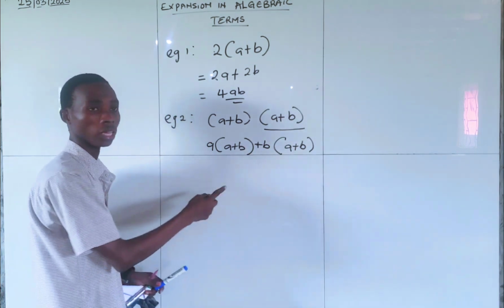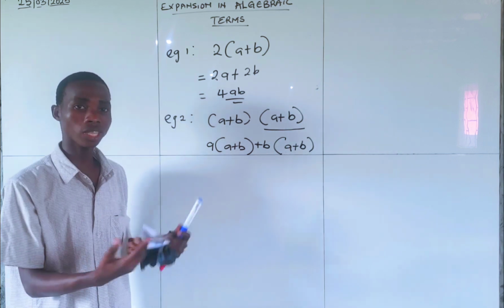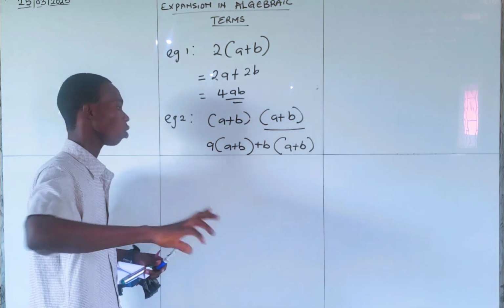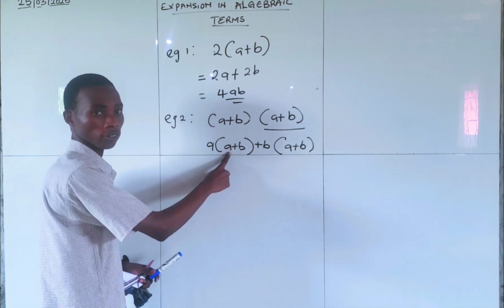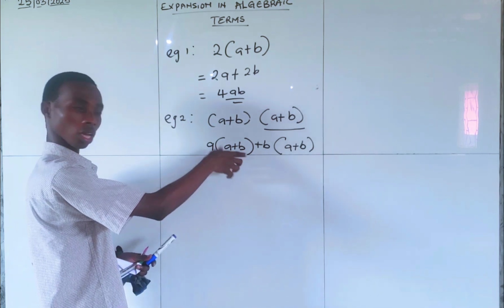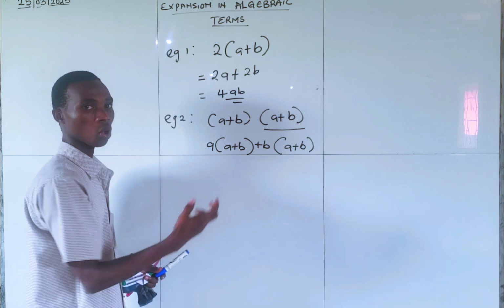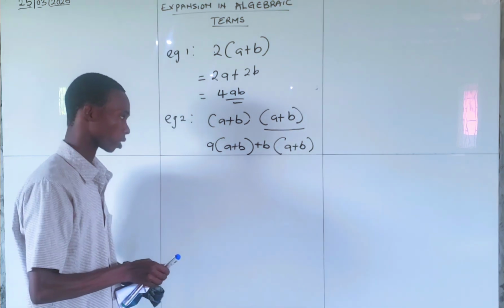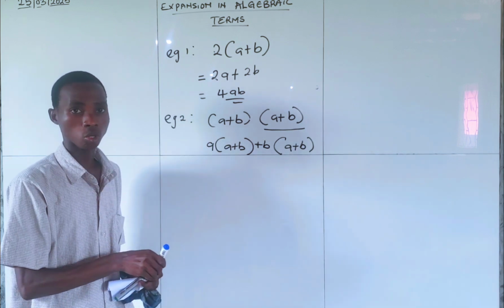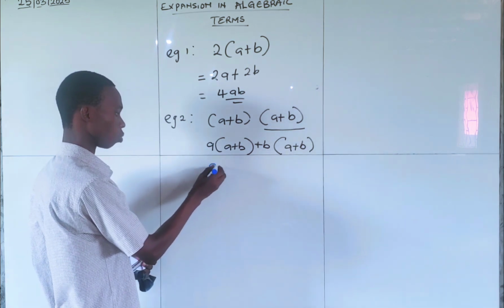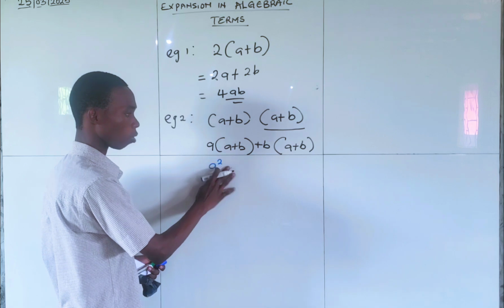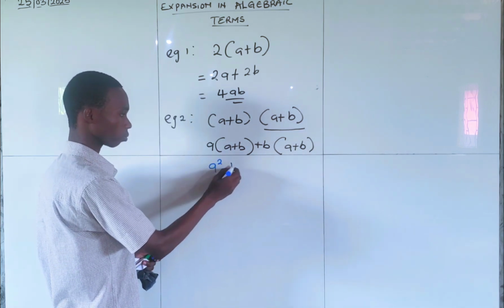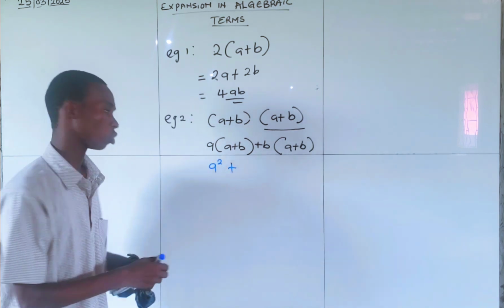So let's start from this a. If you use a, the outside function, to multiply the inside function, a will multiply itself, and also a will multiply b, and the sign still remains the same. Always follow the sign. So let's do it. a times a will give us a squared, that is a raised to the power of 2, plus a times b will give us just ab.